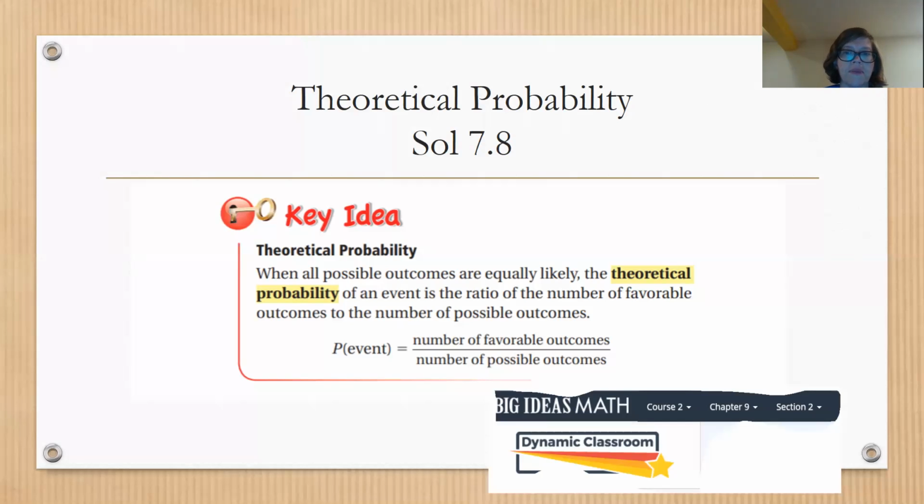This is from Big Ideas Math, Chapter 9, Section 2. When all possible outcomes are equally likely, the theoretical probability of an event is a ratio of the number of favorable outcomes to the number of possible outcomes. So you can see this is what you're going to write. P stands for probability. Probability of the event equals the number of favorable outcomes over the number of possible outcomes.